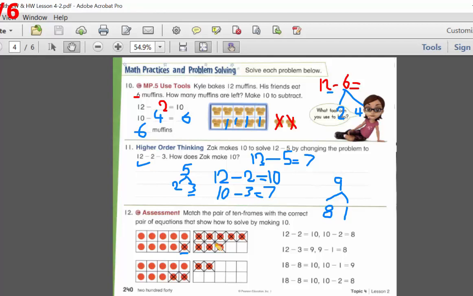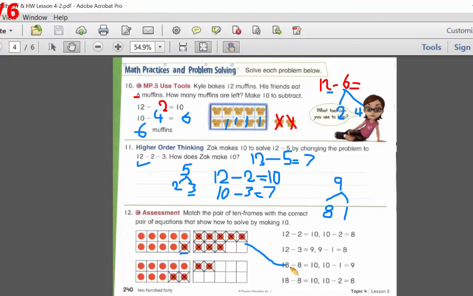Let's do it again. How many counters will you cross out to make a 10? I will cross out 8. How many more counters do you need to cross out to subtract 9 in all? I want to subtract 9 in all. So one more. Look at this equation here. At the beginning I had 18. I crossed out 8, so I made 10. I will cross out one more, so 10 minus 1 equals 9.